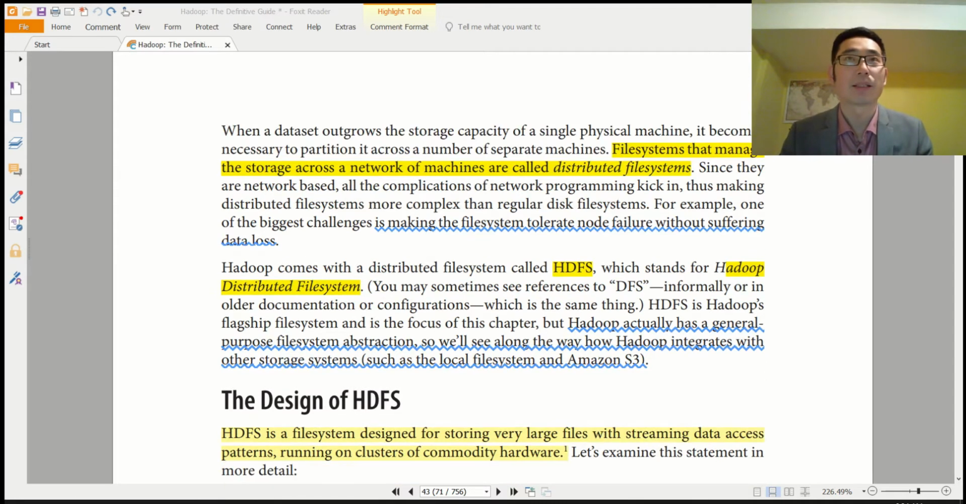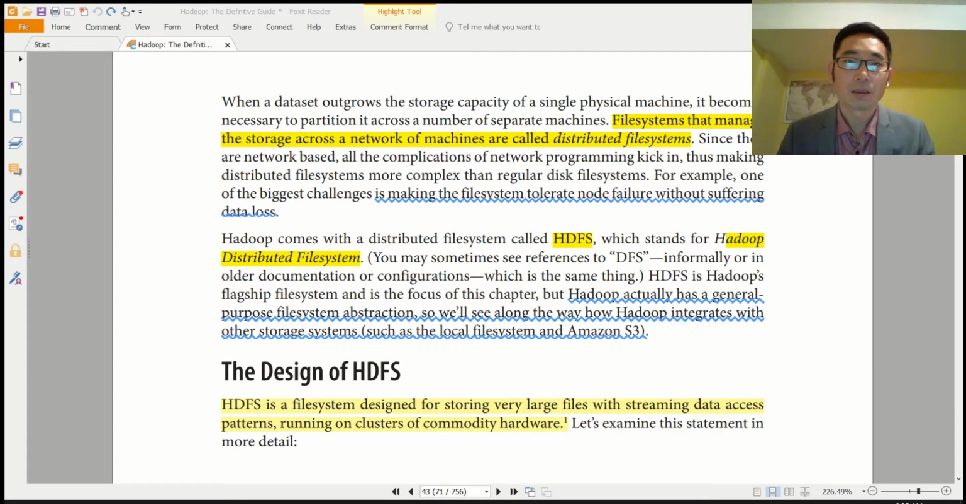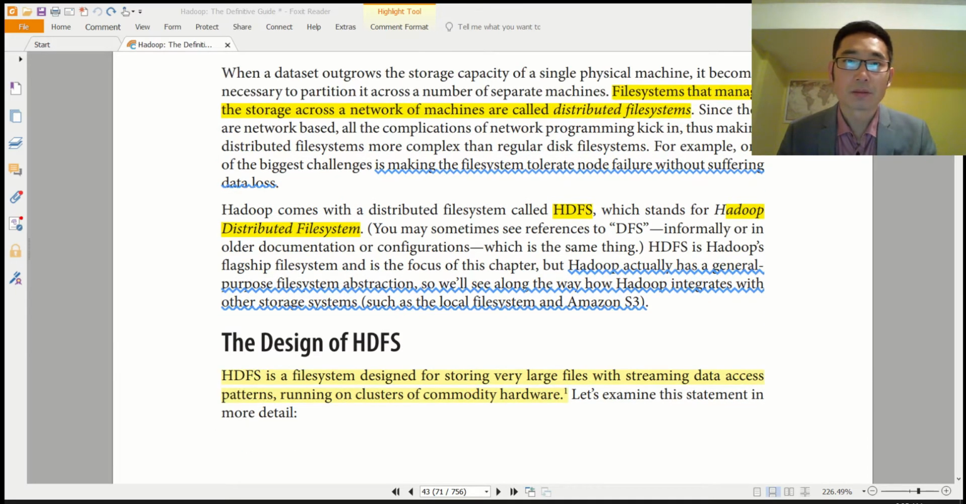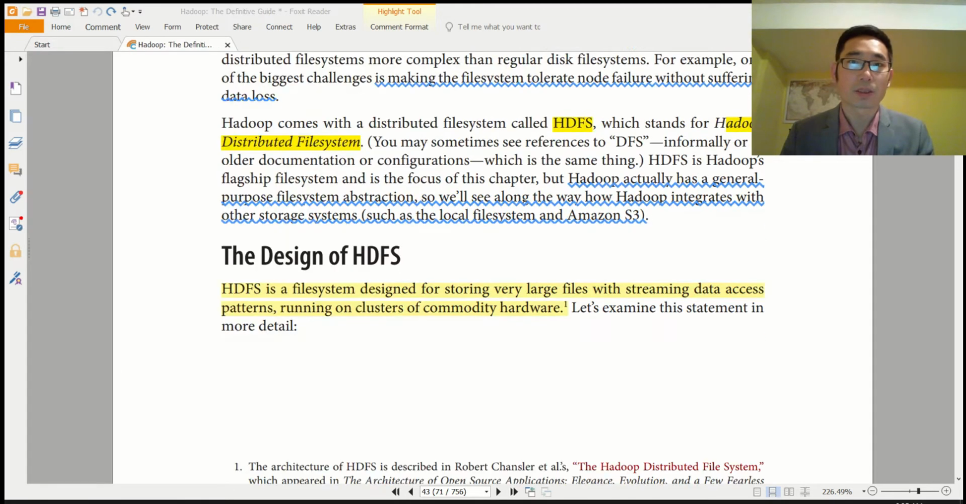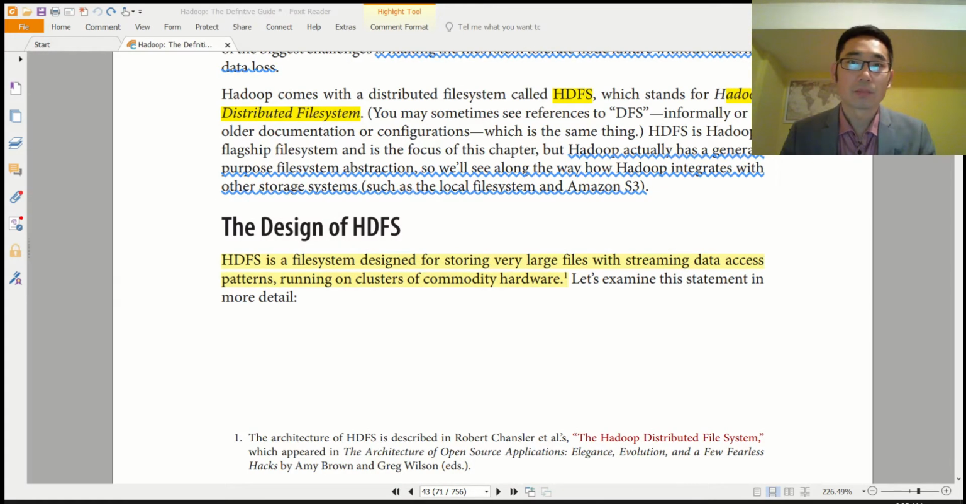Why was HDFS designed as a distributed file system? There are many good reasons, and we're going to explain that later. This part mentions part of the reason: fault tolerance. We're going to explain that later. Very commonly, people call it HDFS. This is Hadoop Distributed File System; in short, people call it HDFS.